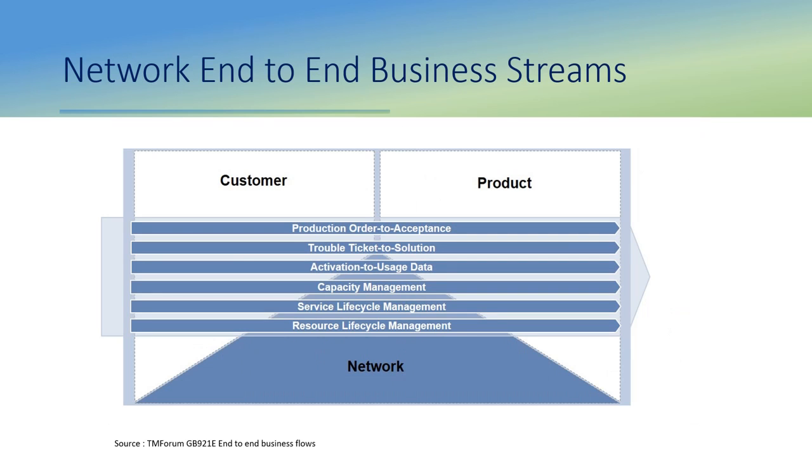When we focus on the network end-to-end business streams, this domain consists of 6 network processes, which represent the network operations view and interaction within the telecommunications company. Network processes include activities such as order handling, trouble ticket management, billing, capacity management, service lifecycle management, and resource lifecycle management. As an example, let us view the last one of those, that is resource lifecycle management.